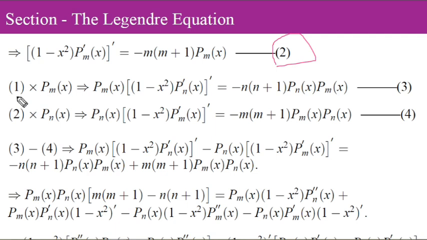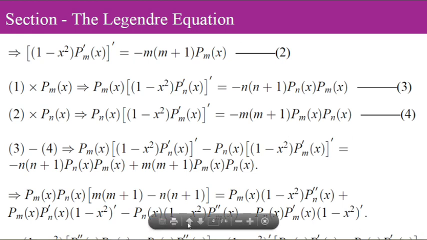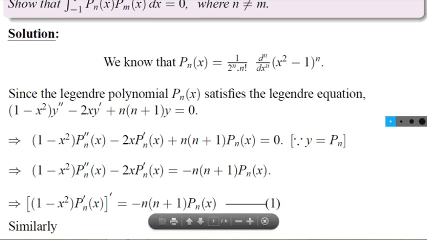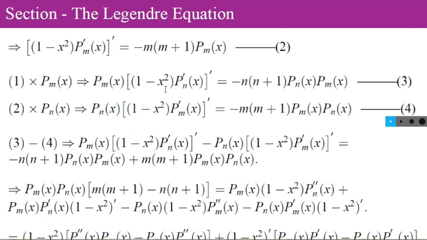Here the next step is to multiply the first equation by Pm of x. What is the first equation? 1 minus x square Pn dash of x whole dash. So we write Pm of x into 1 minus x square Pn dash of x whole dash is equal to minus n into n plus 1 Pn of x into Pm of x. We note it down as equation number 3.